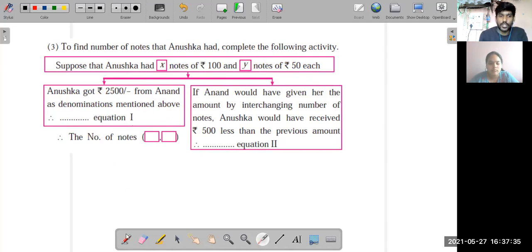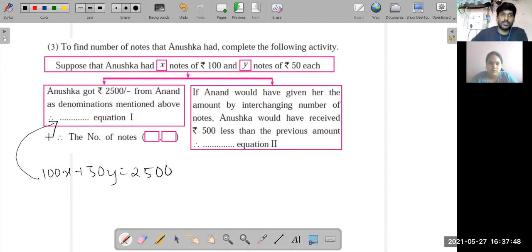So what would be the first equation, what did you say? 100x plus 50y is equal to 2500. Correct. So this is because of the denominations. So this is equation 1. Correct.